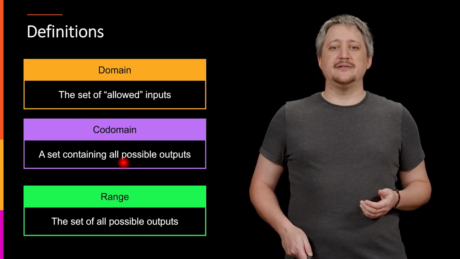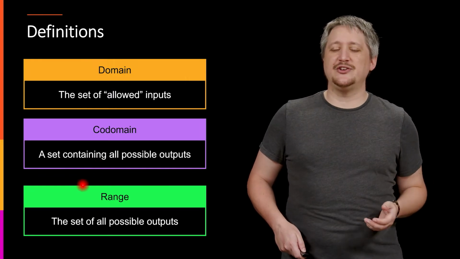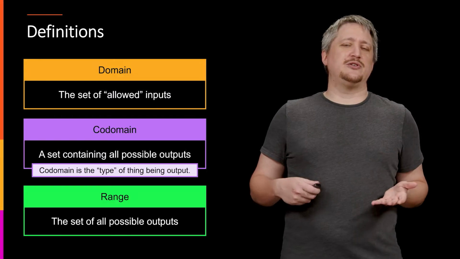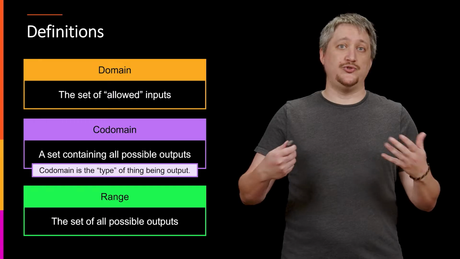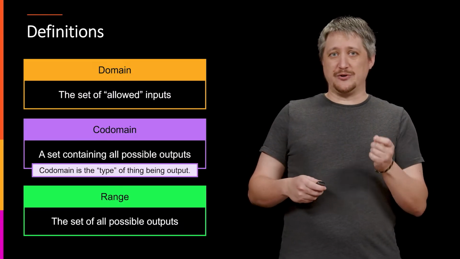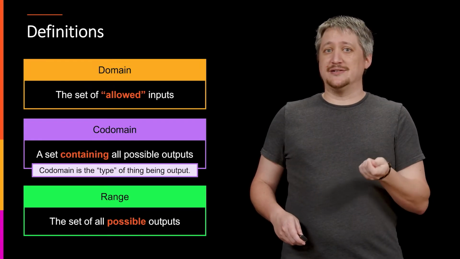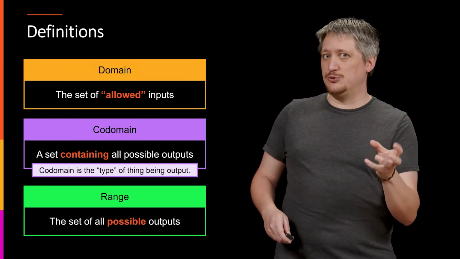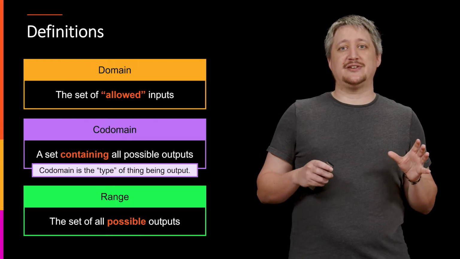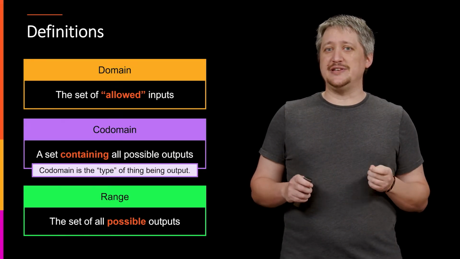So the codomain, a set containing all possible outputs, is the official definition, but a more intuitive, more useful definition is that the codomain is the type of thing being output, drinks. And again, the range is the set of all the specific outputs, that's the key. So domain, allowed; range, the actual possible outputs; but all we really need with the codomain is that it contains all the possible outputs.